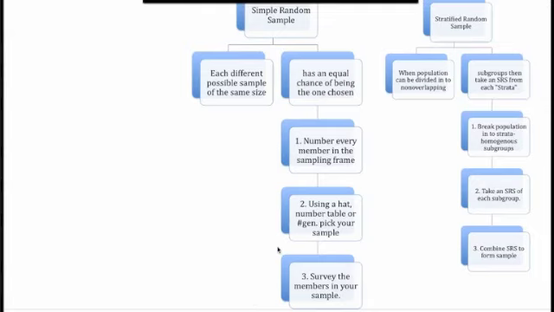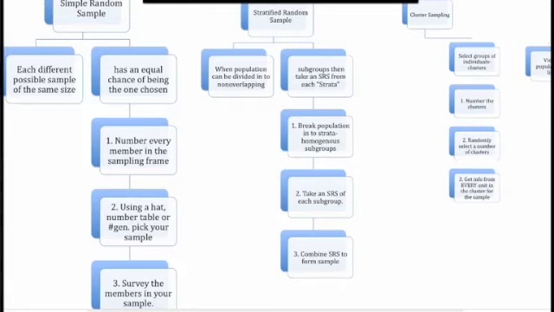Okay, next that we talked about, stratified random sample. When the population can be divided into non-overlapping subgroups, then we take an SRS from each of the strata. Remember, we want to break the population into strata that are homogeneous groups. Homogeneous means the people inside each stratum are as similar to one another as possible. Then we take a random sample from each subgroup, and then we combine these random samples to form our overall sample.